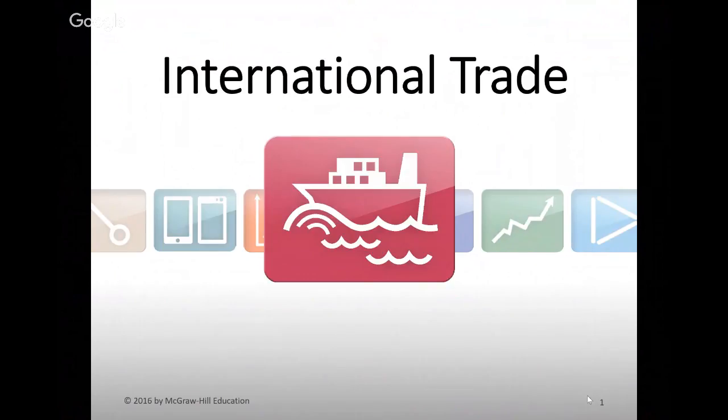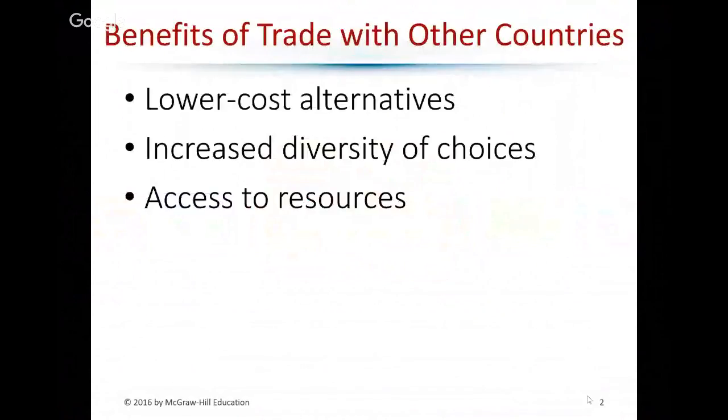Okay. So trade. Why do we trade? So basically, there's three reasons. Number one, the most common cause of trade is that we have lower cost alternatives, that somebody else can produce goods for us cheaper. That's why we trade. Second, then we might have an increased diversity of choices.